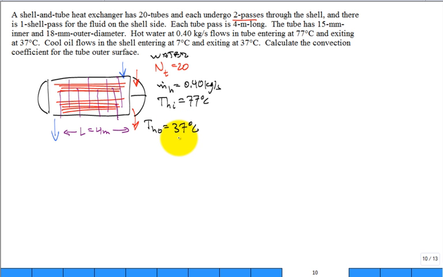Oil is our cooler fluid. It flows in the shell side. The temperature cold in is 7 degrees C, and the temperature cold out is 37 degrees C. Calculate the convection coefficient for the tube outer surface.